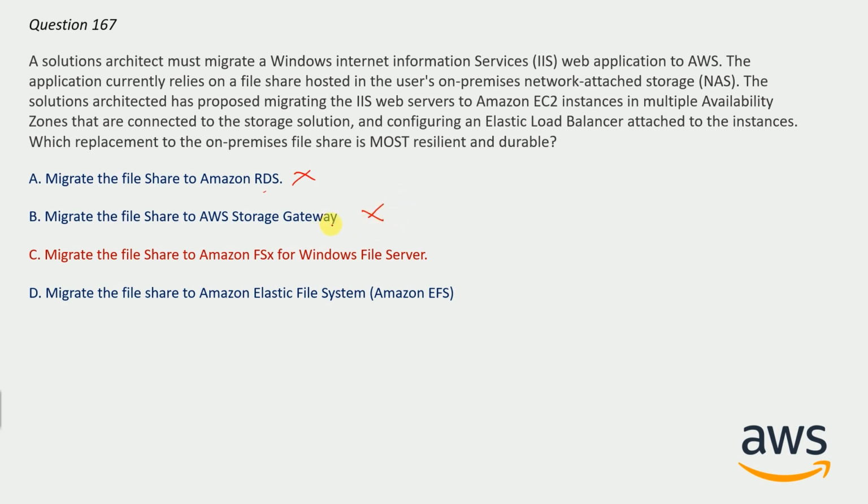And now if we talk about option C, which is obviously correct here, it is appropriate as it supports the Windows SMB protocol. It allows SMB protocol. And if we talk about option D, which is also wrong, it does not support SMB protocol, and due to this reason this is also wrong. So option C is the correct answer here.